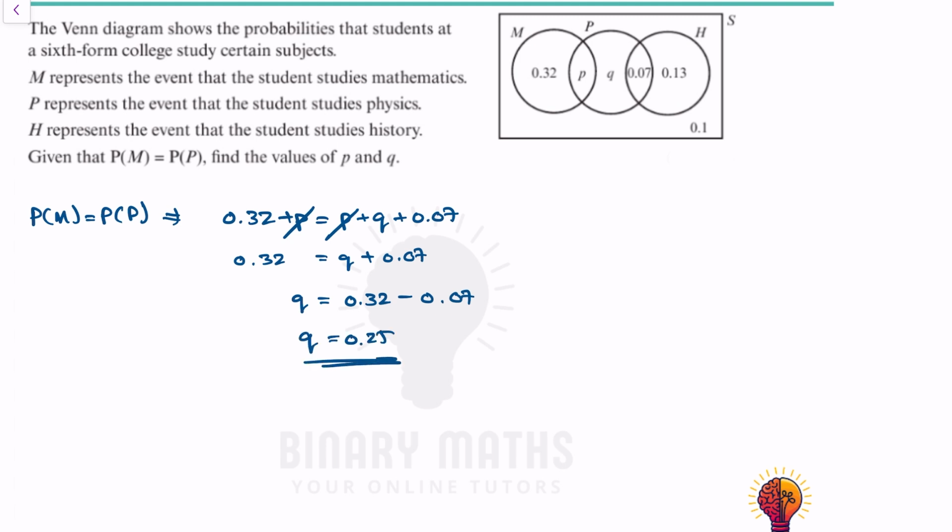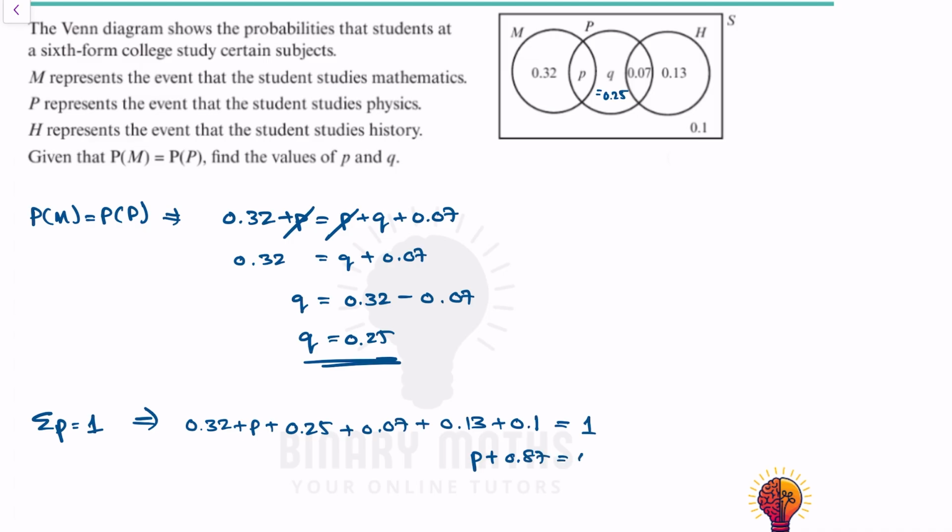Now that I know what Q is equal to, P must be equal to, sum of all the probabilities is equal to 1, which implies 0.32 plus P plus Q, which is 0.25, plus 0.07 plus 0.13 plus 0.1 is equal to 1. If I add everything on this side, I get P plus 0.87 is equal to 1, which means P is equal to 1 take away 0.87, which is 0.13.